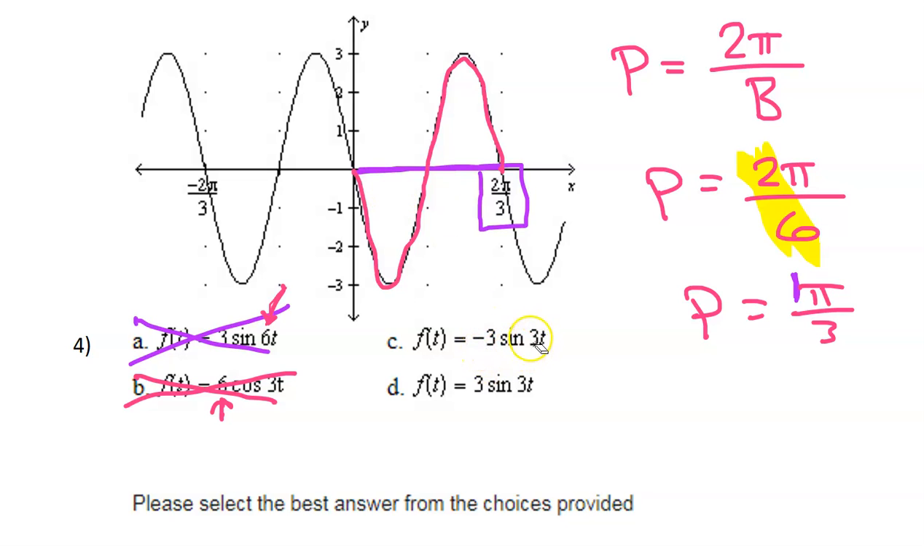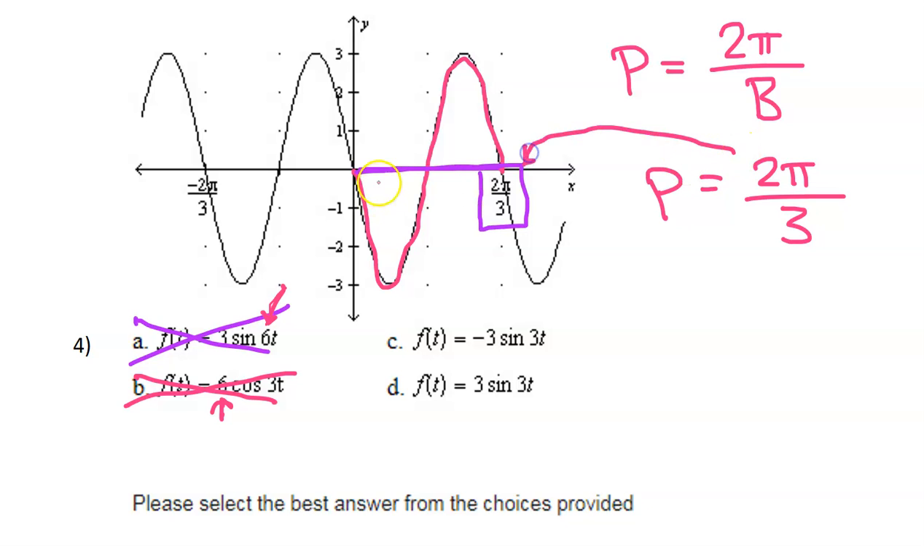Notice these two options both have a b value of 3. So I told you that the formula for period is 2 pi over the b value. If the b value is 3, that gives you a period of 2 pi over 3. That matches what we see in the picture. That does have a period of 2 pi over 3. One cycle has a length of 2 pi over 3.